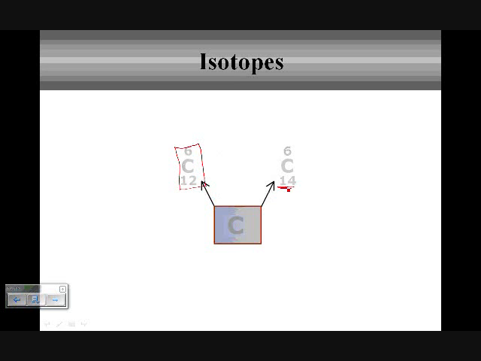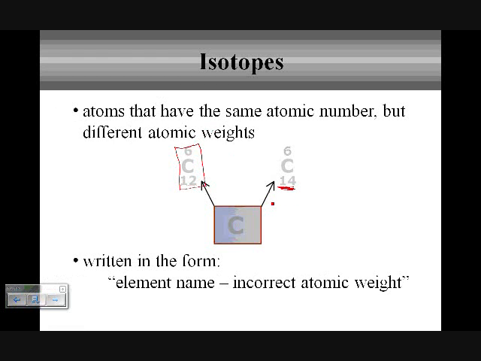However, if we look over here, the atomic weight is slightly different. And that's because isotopes are atoms that have a different atomic weight. And we write these in the form of the element and the different atomic weight. For example, we would write carbon-dash, and that atomic weight is 14, so we would write carbon-14.